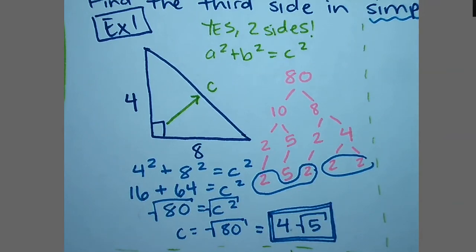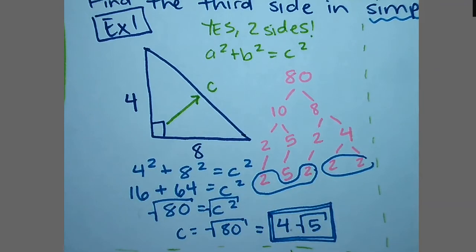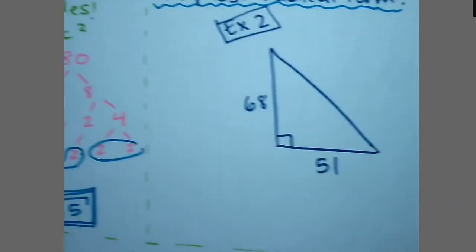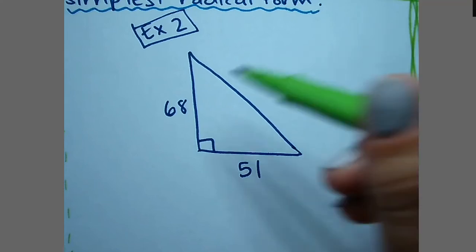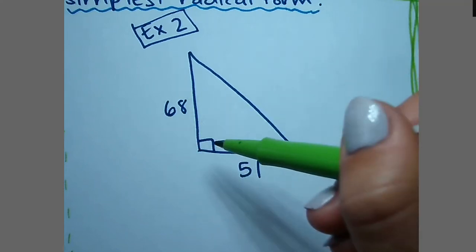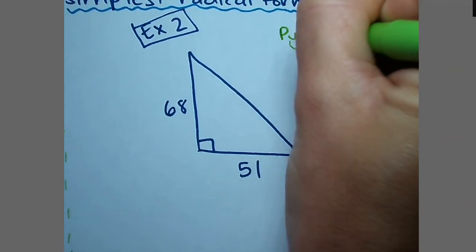Okay, so this is how you're going to work the very first problem, and this is probably one of the more complex examples because you can reduce the square root of 80 to 4 square root of 5. So let's move on to a second example. All right, the first thing that we're going to ask ourselves is, do I have two given sides? So here, notice I have a right triangle and I have two given sides. So we're going to use the Pythagorean theorem here.